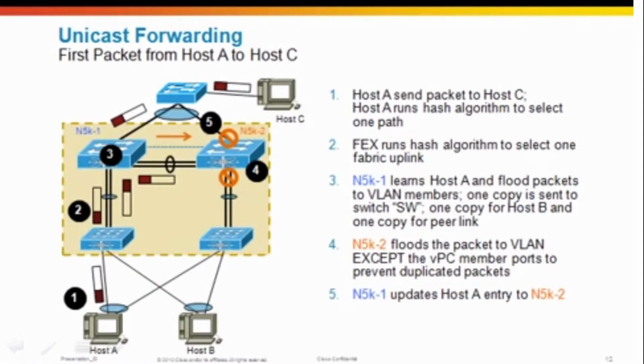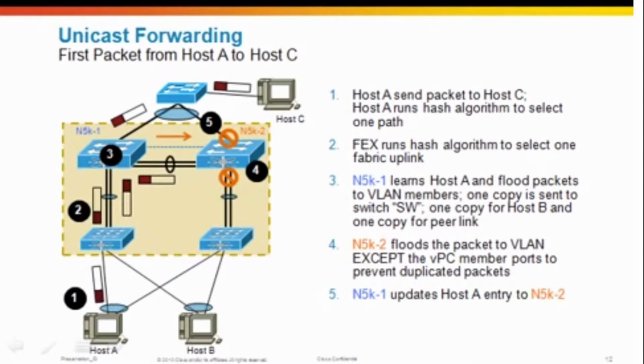Host A will first send a packet to host C, and it has a port channel. It has one connection to each FEX. So host A will run its own hash algorithm to select one of the paths. So the operating system will choose with the NIC cards where to send the traffic. So let's say it sends it to the left, to the FEX on the left.